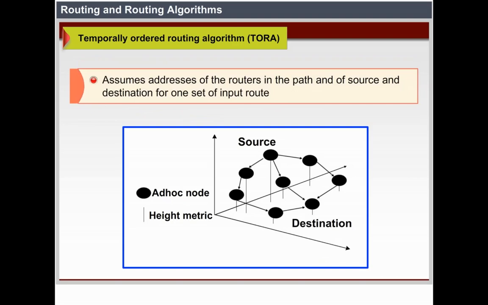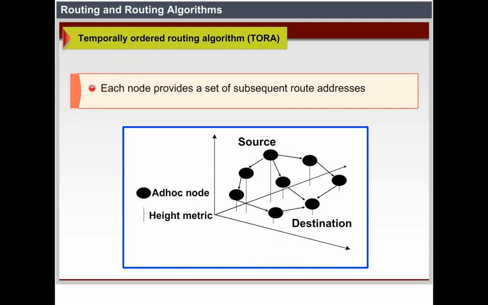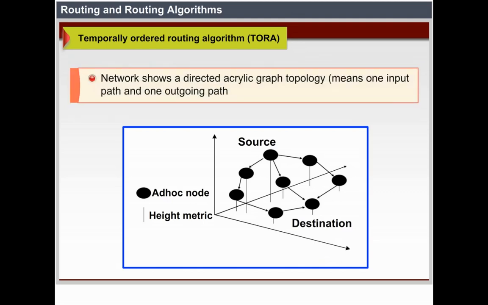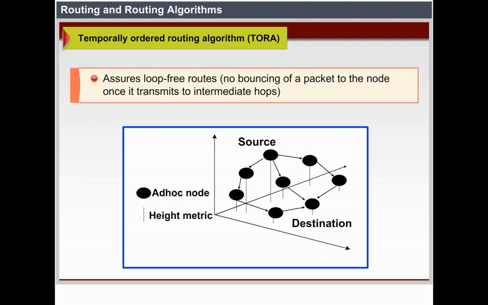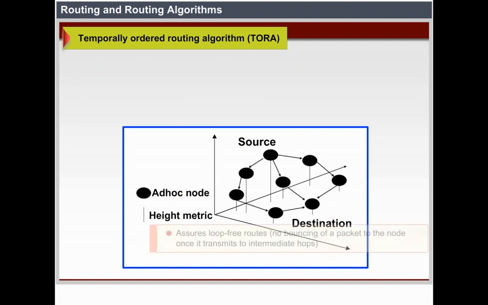Assumes addresses of the routers in the path and of source and destination for one set of input route. Each node provides only one set of subsequent route addresses. Network shows a directed acyclic graph topology, means one input path and one outgoing path. Possesses network capacity such that many nodes can send packets to a given destination. Guarantees loop-free routes, no bouncing of a packet to the node once it transmits to intermediate hops.